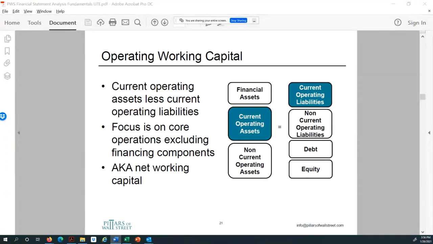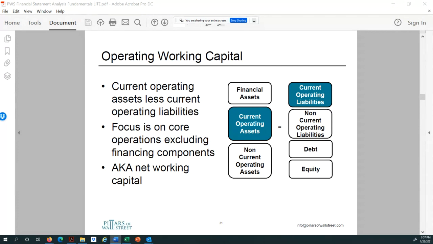Now, the current financial components, so you see on the left side, let's make sure we know what goes in each of these buckets. The current financial components are primarily cash, short-term investments, marketable securities, current portion of long-term debt, dividends payable, and interest payable. These are all driven by management decisions, not operations. So you want to focus on working capital net of these financial components.